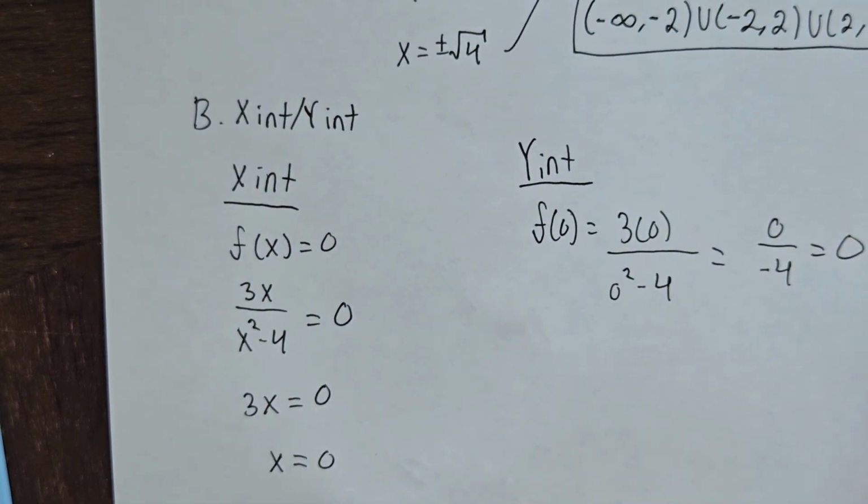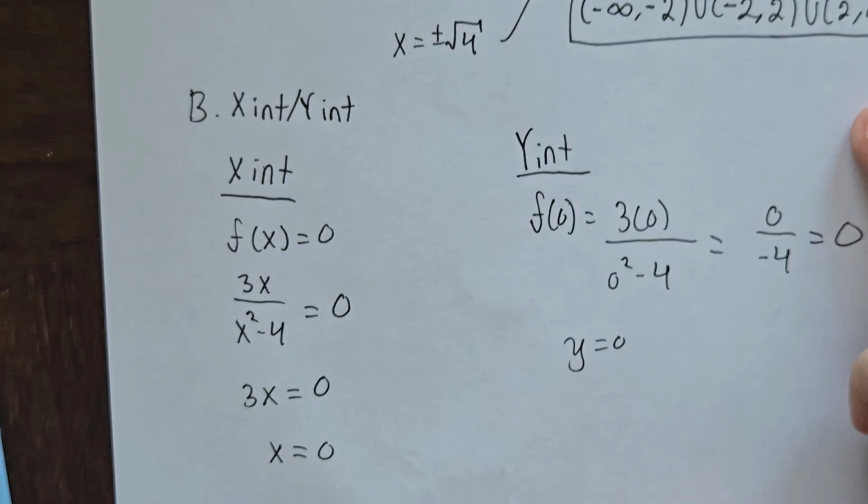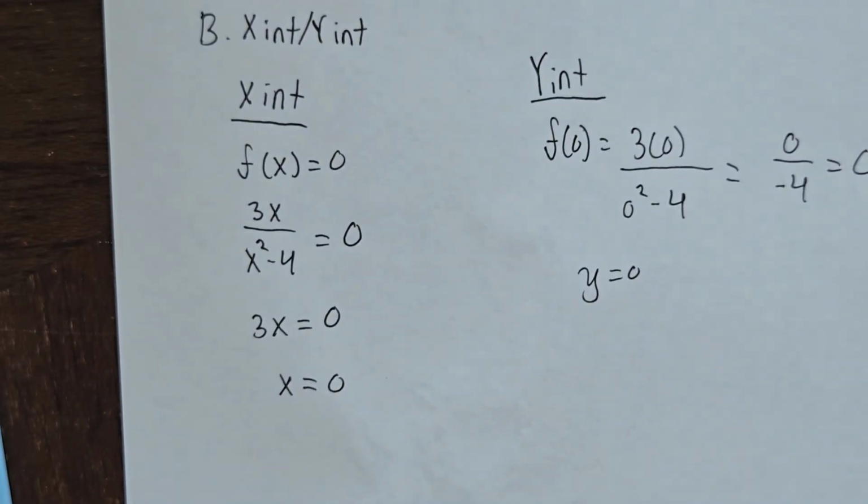So our x-intercept and our y-intercept, we have one. They're both the same point and it's the origin. So we have an x-intercept at 0 and a y-intercept at 0. So y is equal to 0 for our y-intercept, x is equal to 0 for our x-intercept, right?